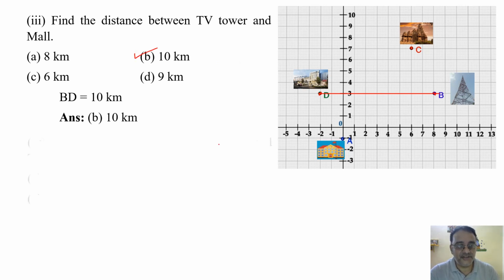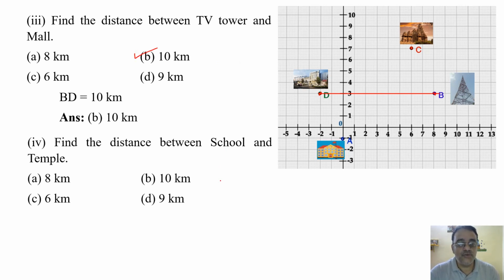Now the fourth question, find the distance between school and temple. School यहाँ पर है A और temple यहाँ C है, तो A और C के बीच का distance निकालना. So we have to use distance formula. So this is 0 minus 1, and what is the coordinate of C? 6, 7. 6 7, right.